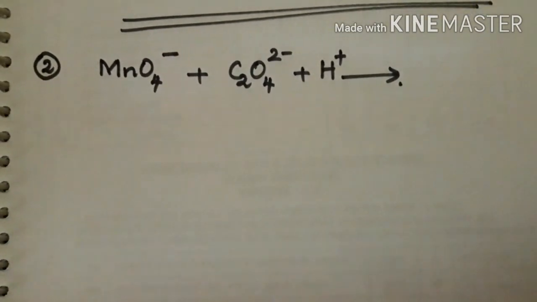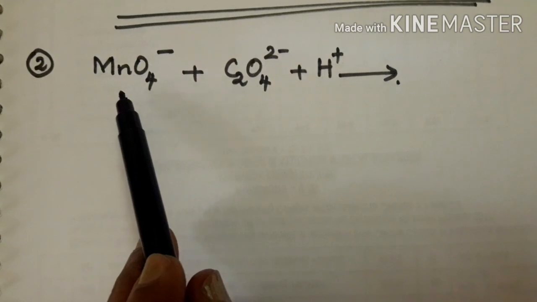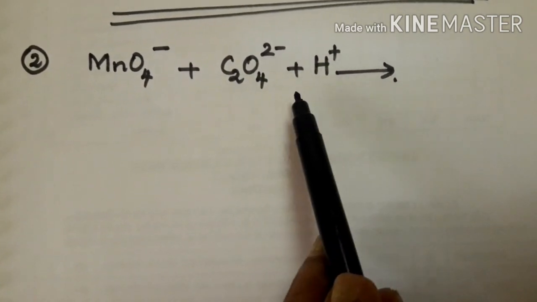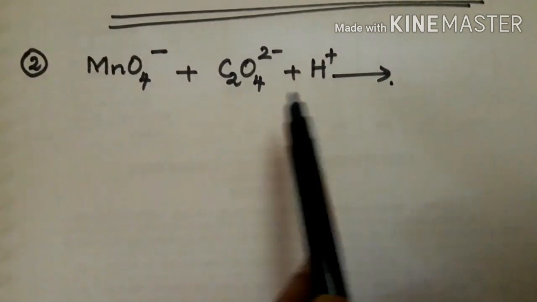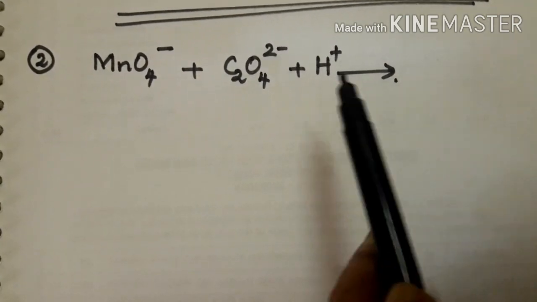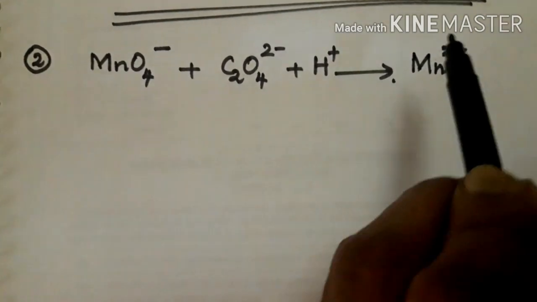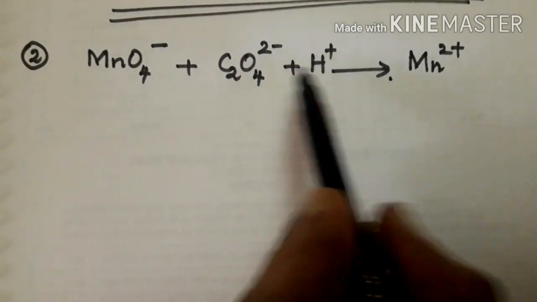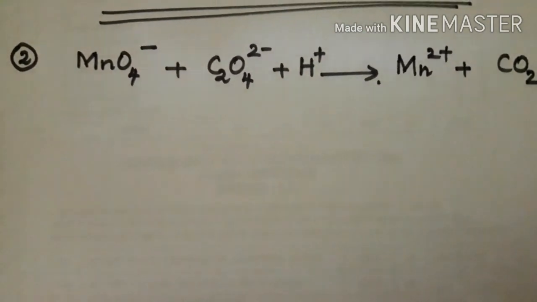Now we shall try solving this equation. MnO4 minus plus C2O4 2 minus in acidic medium. Complete the following question. First, you should remember MnO4 minus in acidic medium will be converted to Mn2 plus. On the other hand, C2O4 2 minus will be converted to carbon dioxide after the reaction.